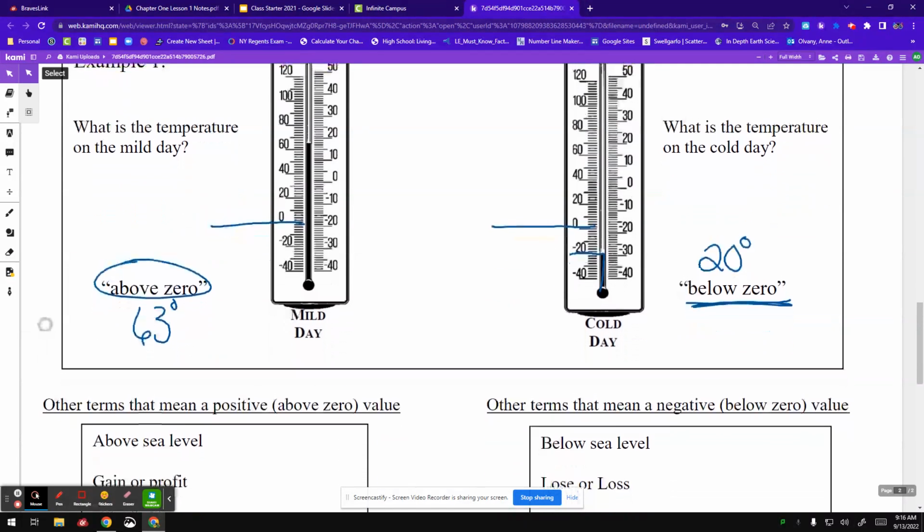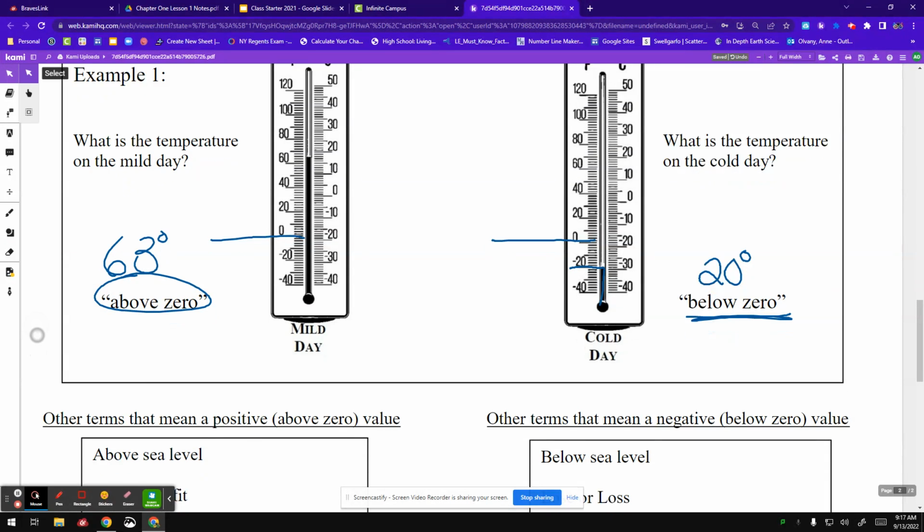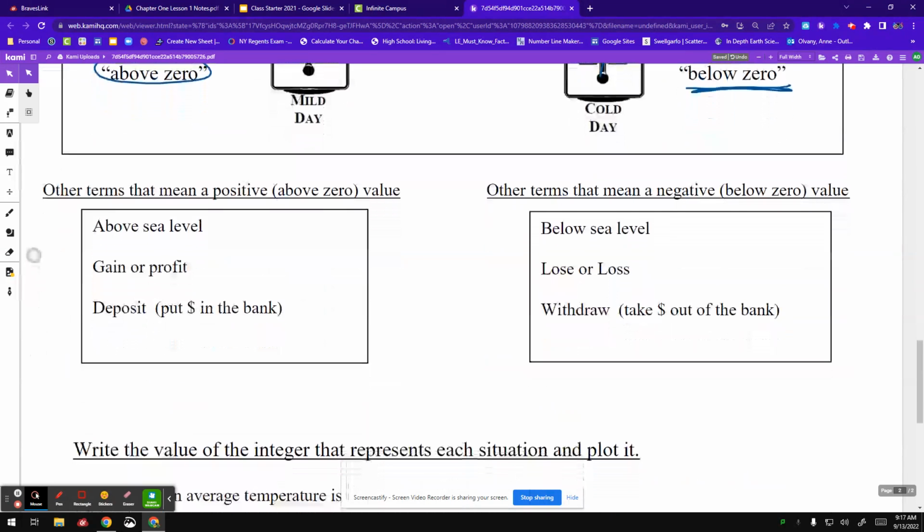Why did you put 63 below the above? I don't know. I don't know why. And then should I change it? I don't want you to have to erase it. Well, no. I have no idea why I do most of the things that I do.